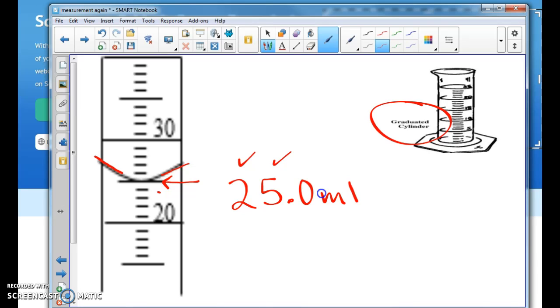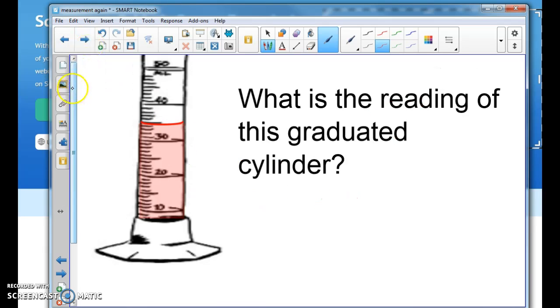All right, the next one I believe is one for you to practice. So it says, what is the reading of this graduated cylinder? Why don't you pause this video for a second and give this a shot. We'll work through it in a minute.